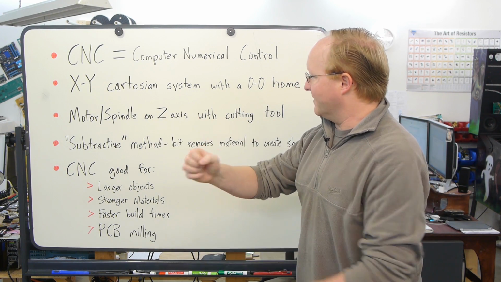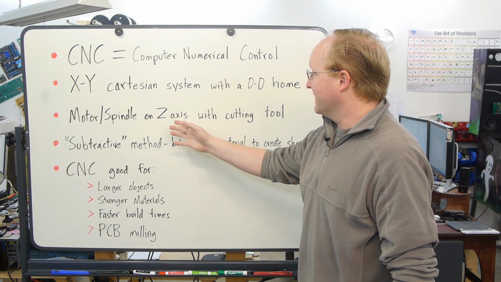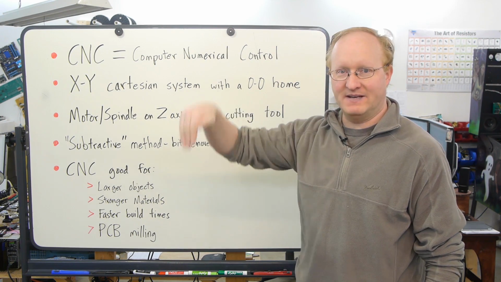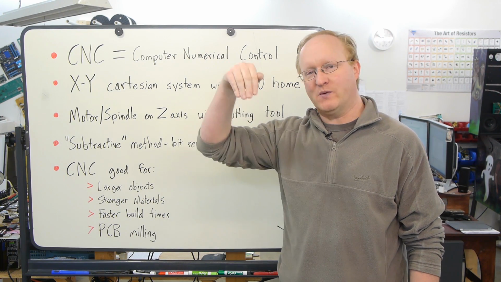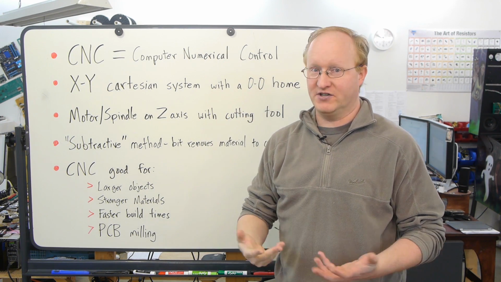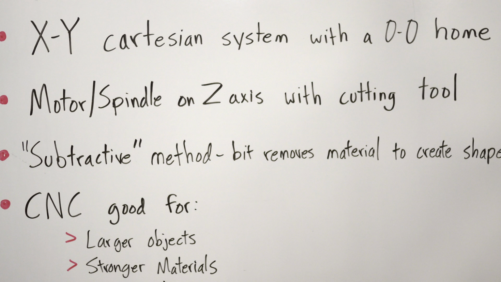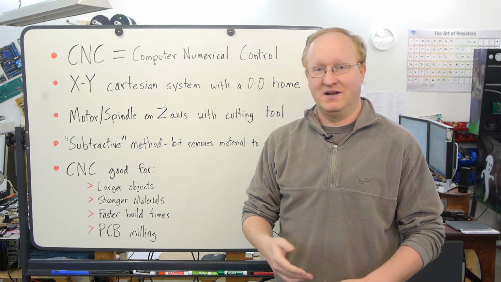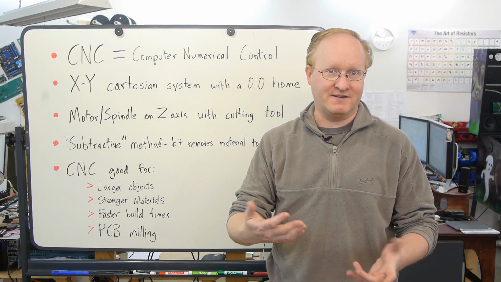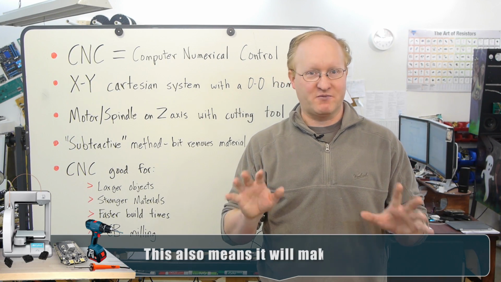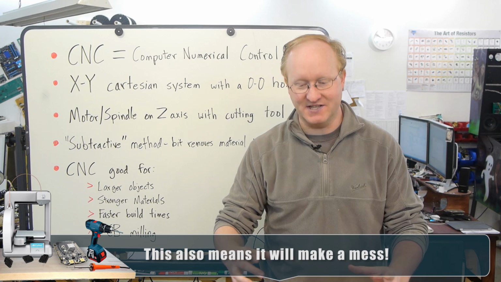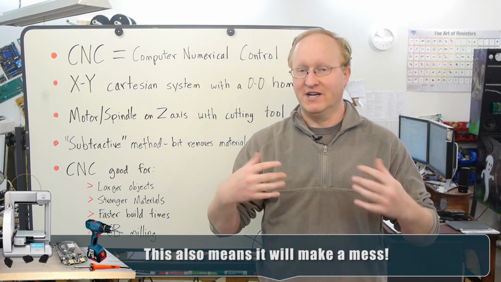Then on the arm, there'll be a motor or a spindle on the Z-axis, which means it goes up and down, with a cutting tool, and that's what will actually cut into the material, creating your shape. It's a subtractive method of creation, which means it's removing material, subtracting it from stock in order to create what you want. This is in contrast to a 3D printer, which is an additive process. It's adding material to a base to create an object.